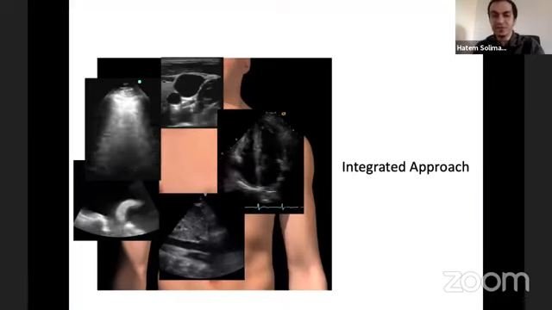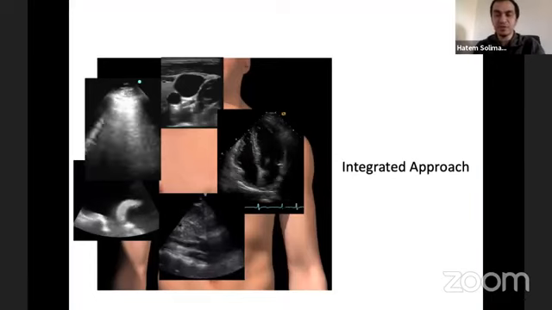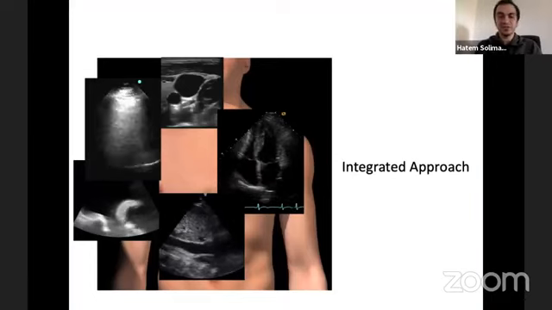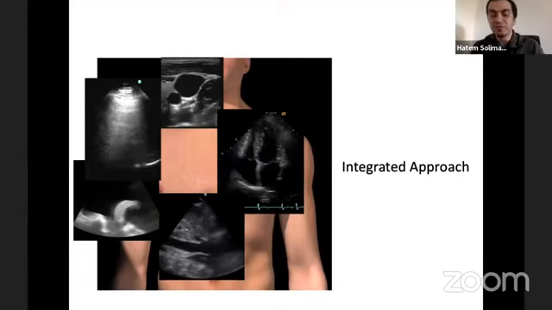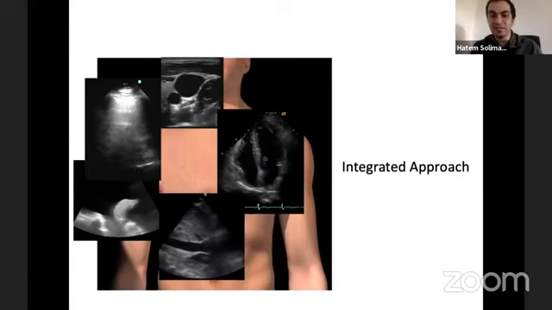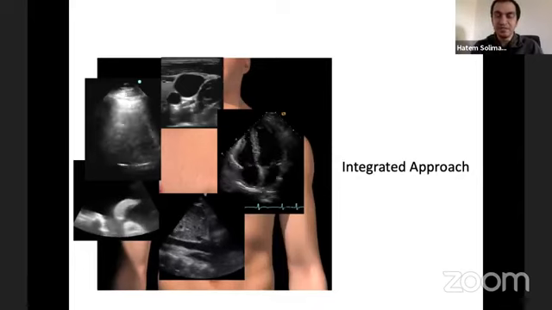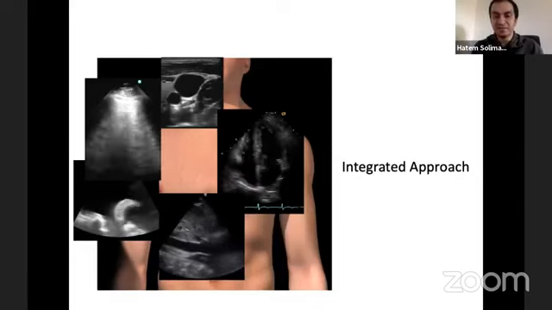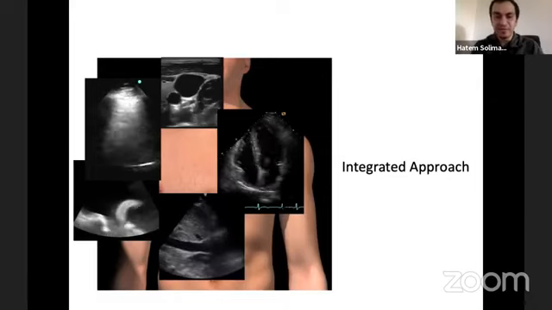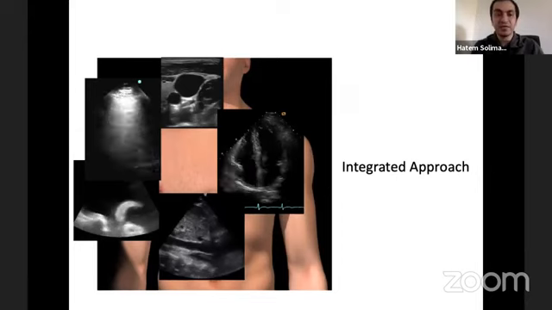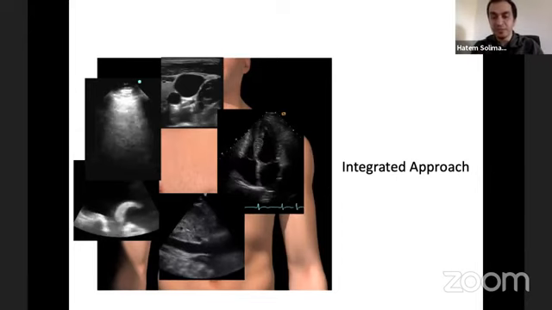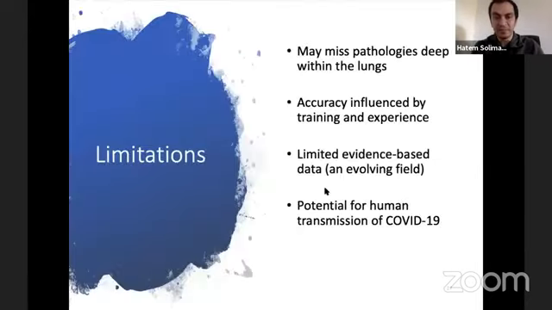And don't forget the integrated approach. It's very important to put in mind that you will have to use all the imaging modalities that you have, scanning the heart, scanning the lungs, looking at the pleura, looking at the IVC, the deep veins, and also scanning the diaphragm. This will give you an idea about the patient overall, and put this all together in the clinical context. Imaging should not replace your clinical decision making.